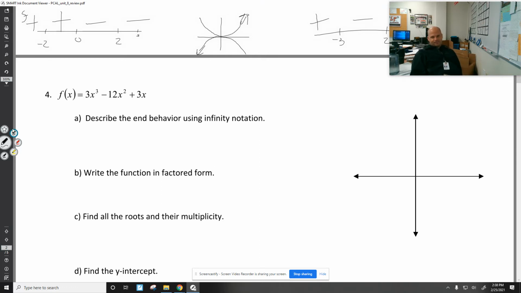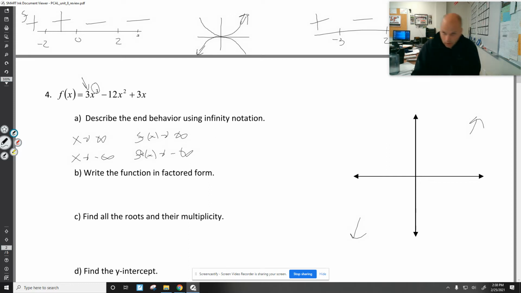This problem stinks because I don't want to use the quadratic formula. I'm going to just describe the end behavior. Positive leading coefficient, x cubed, up and to the right, down and to the left. Same thing as this. As x goes to infinity, f of x goes to positive infinity. As x goes to negative infinity, f of x goes to negative infinity. I don't think we're going to ask you to use the quadratic formula for your test, so I'm not going to.